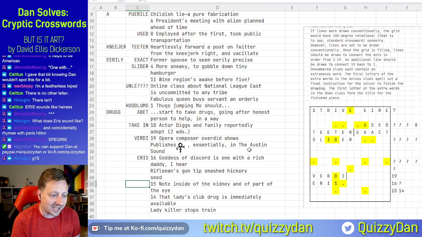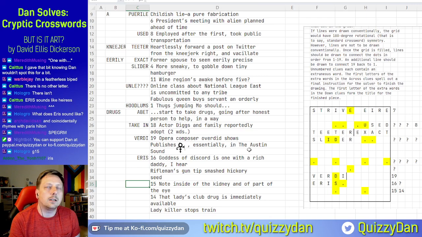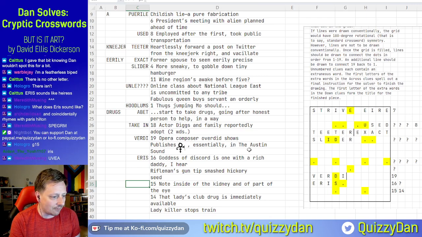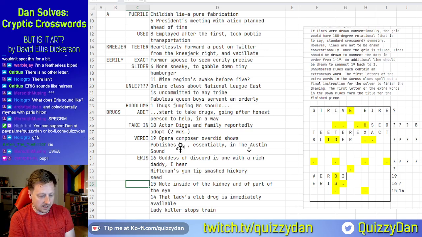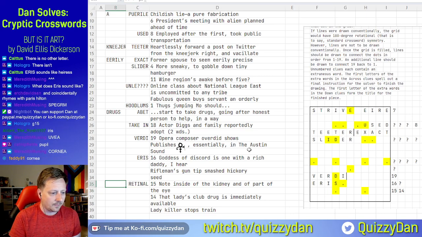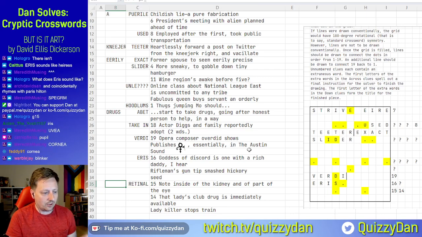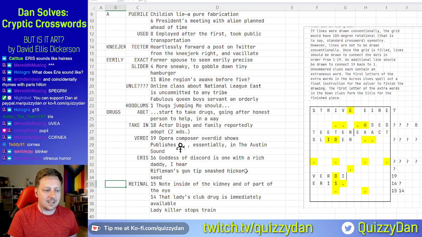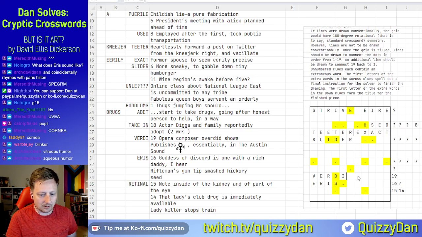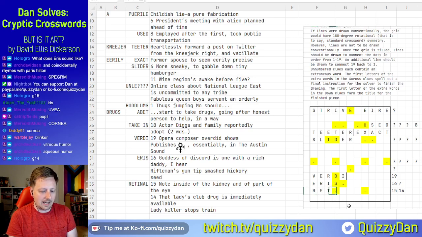Note inside of the kidney and of part of the eye. Okay, name your eye parts. Of the kidneys, that's renal. There you go, retinal. So TI is your note. Of the kidney is renal. Add TI for the note. Put that inside and we get retinal. So we know that's going to go there, plus or minus a letter or two.